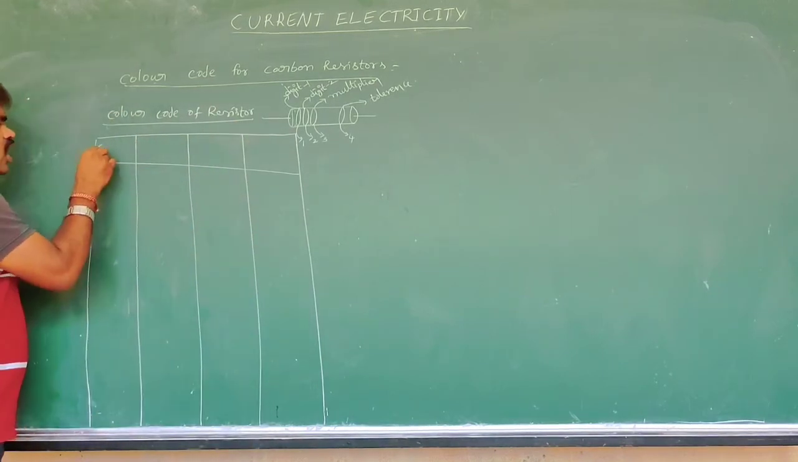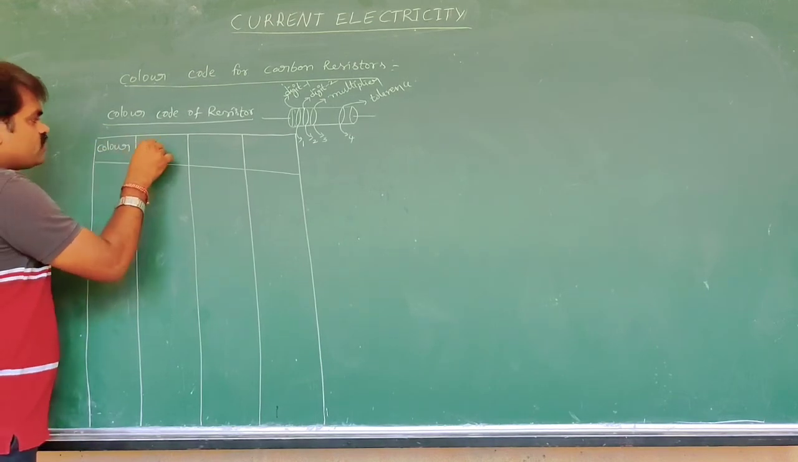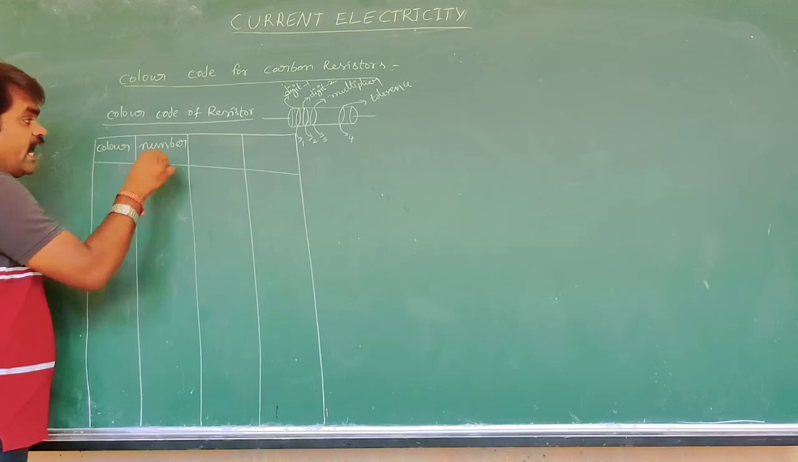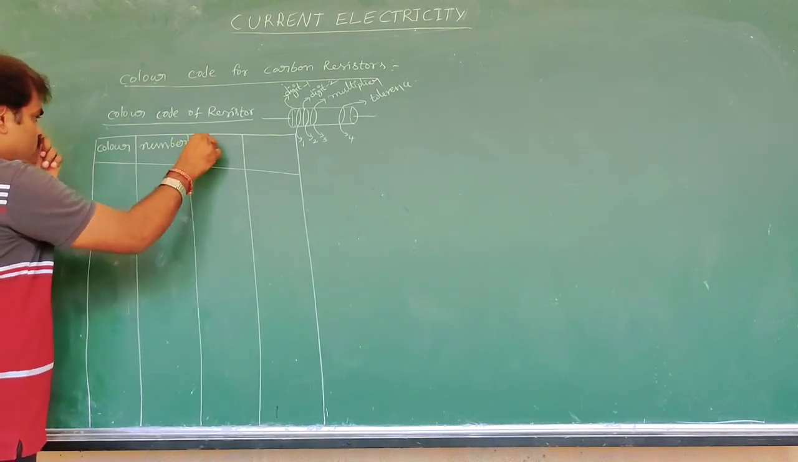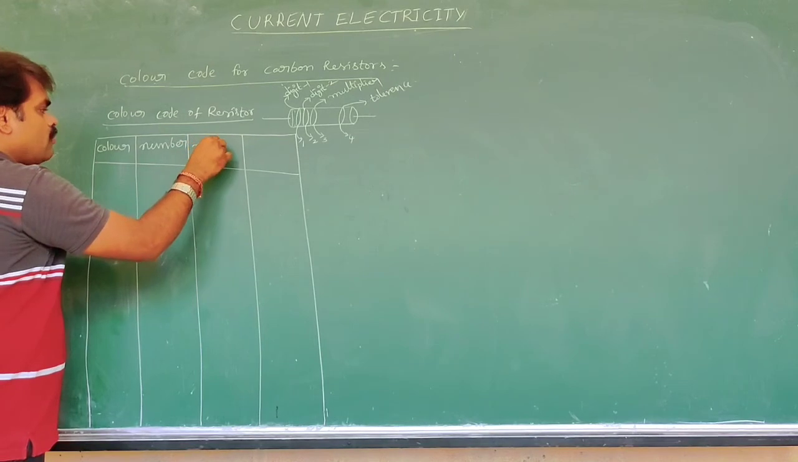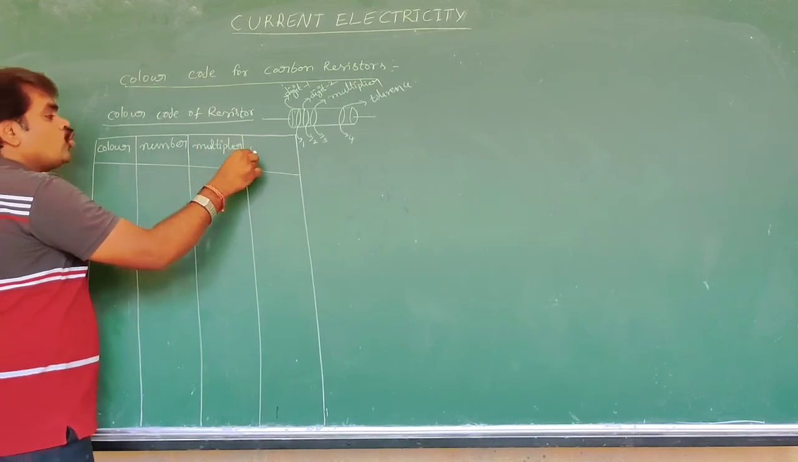Here it is: the color, the number, the multiplier, and the tolerance.